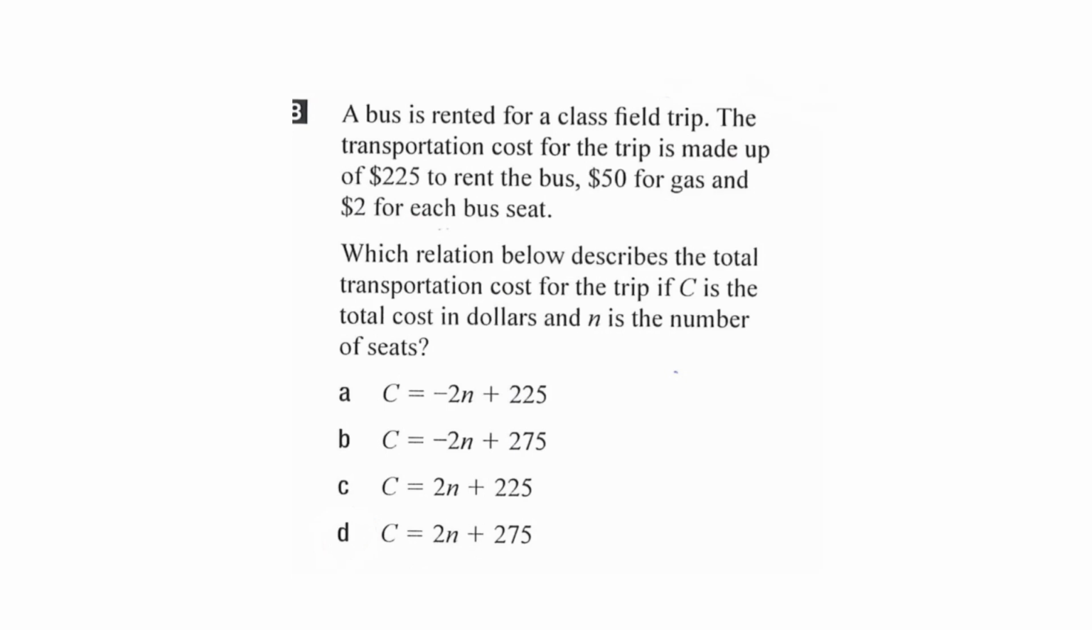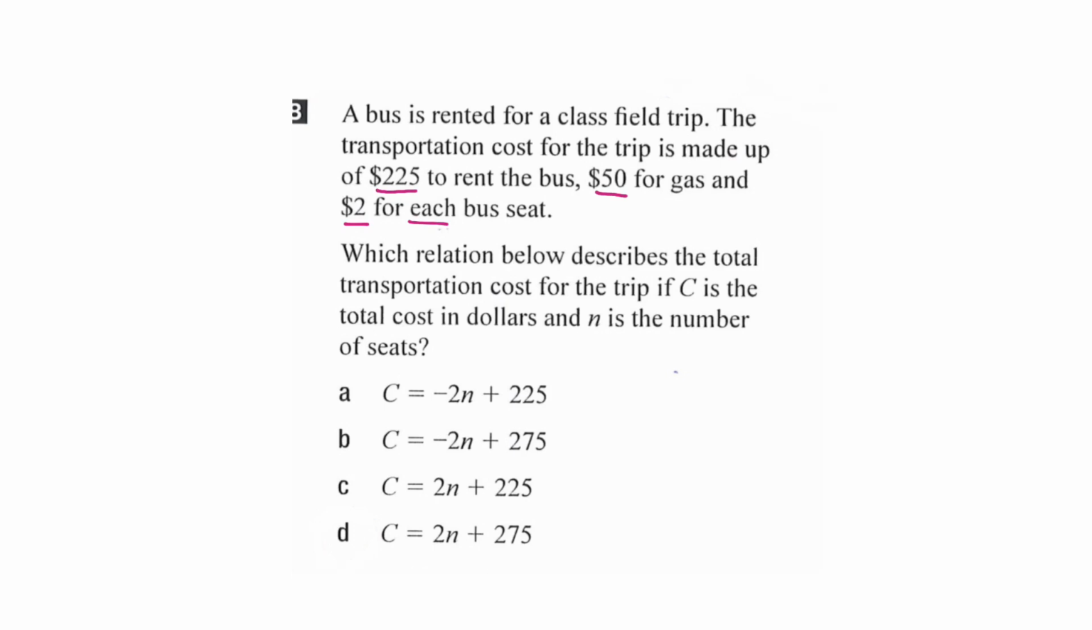So now we're going to go through some examples of EQAO questions that involve direct and partial variation. So in our first example, we have a bus is rented for a class field trip. The transportation cost for the trip is made up of $225 to rent the bus, $50 for gas, and then $2 for each bus seat. So, which relation below describes the total transportation cost for the trip if C is the total cost in dollars and N is the number of seats?